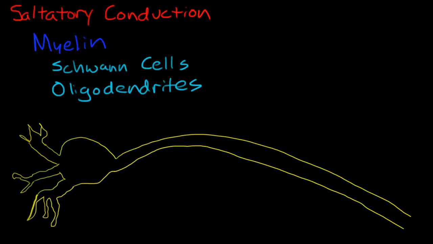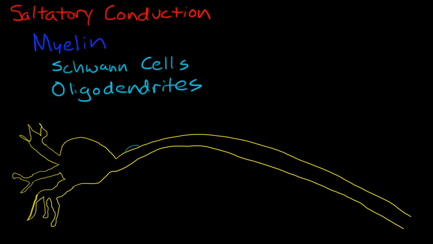Okay, so in this section of the lesson, I wanted to talk about saltatory conduction. Now, saltatory conduction has some connected vocabulary that I wanted to talk about very quickly. Saltatory conduction is able to occur because of the existence of myelin sheaths.